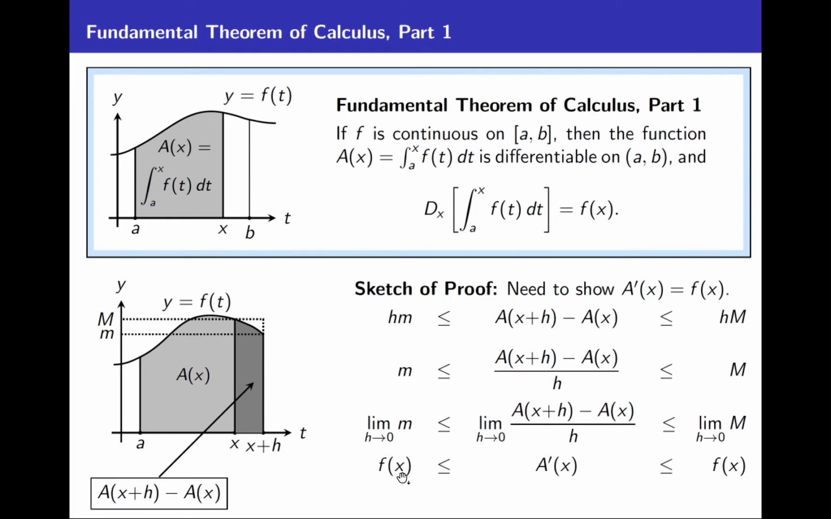So we get f of x less than or equal to A prime of x, less than or equal to f of x. So A prime of x is caught between f of x and f of x. And there's only one way that can happen, and that's if A prime of x equals f of x. So there you have it. We've just shown that A prime of x equals f of x, that this derivative equals f of x. That's a quick sketch of the proof of the Fundamental Theorem of Calculus, Part 1.